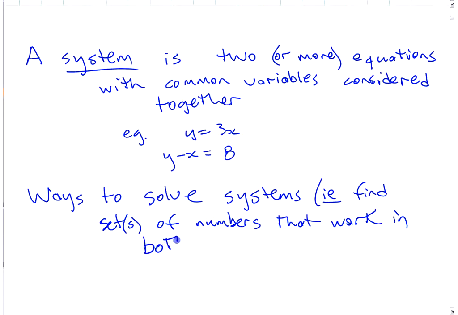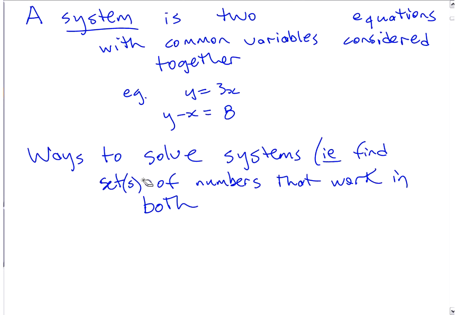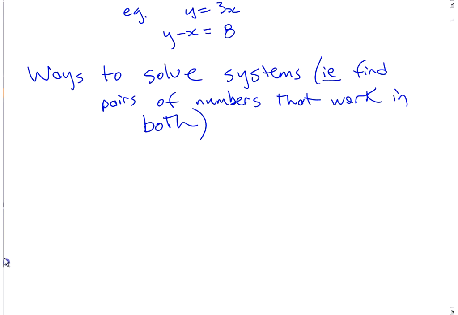Now I'm saying both, but you could have more than 2 equations. No, we're not doing that this year. For this year, we can just say 2 equations with common variables, but you might work with systems of 3 equations or whatever. But what we're doing, we're just doing 2, so that's why I'm saying both here. Obviously, if you had more than 2 equations, you have to work in all of them, but we don't want to make it too complicated. So I put sets of numbers, but for us, it's going to be pairs of numbers because we're only going to have 2 variables. So we're looking for pairs of numbers. And we're only working with straight lines too.